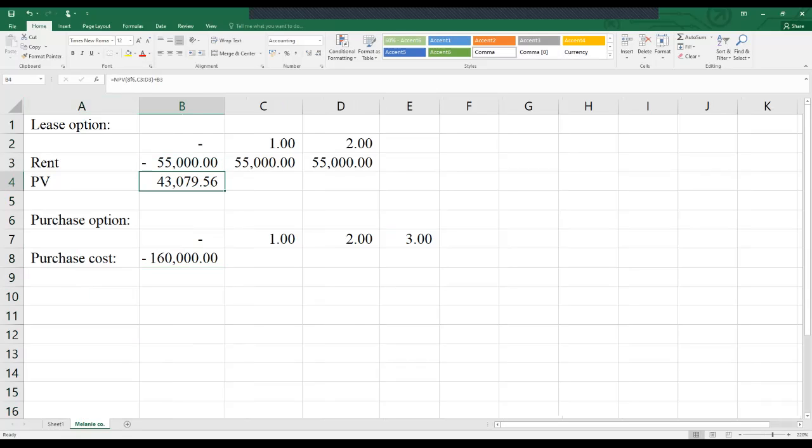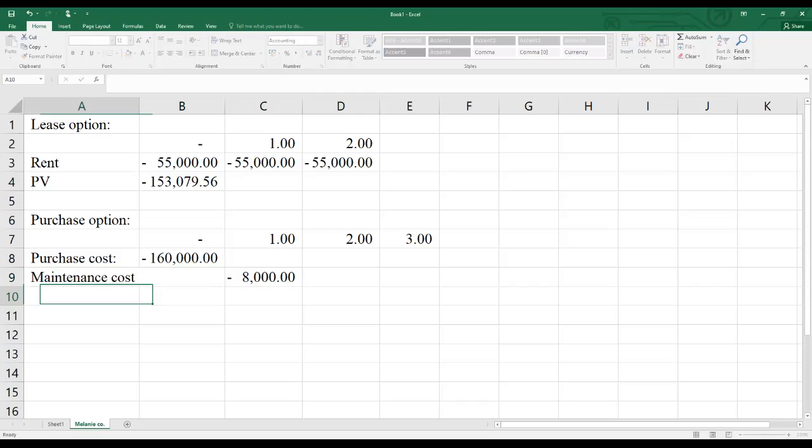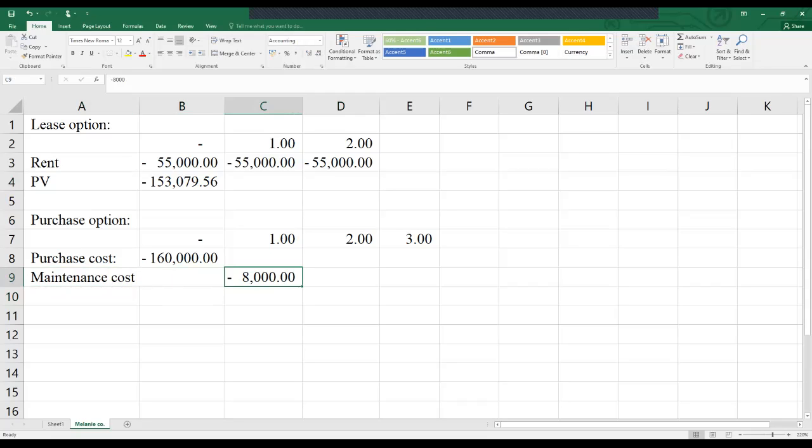Actually, let me put them as they should be: purchase cost, cash outflow. And then the machine is purchased. If you purchase, then you do pay maintenance. The maintenance cost is 8,000 per year, payable at the end of each year. So you're paying 8,000 as a negative cash flow, and the same amount is paid for the 3 years.